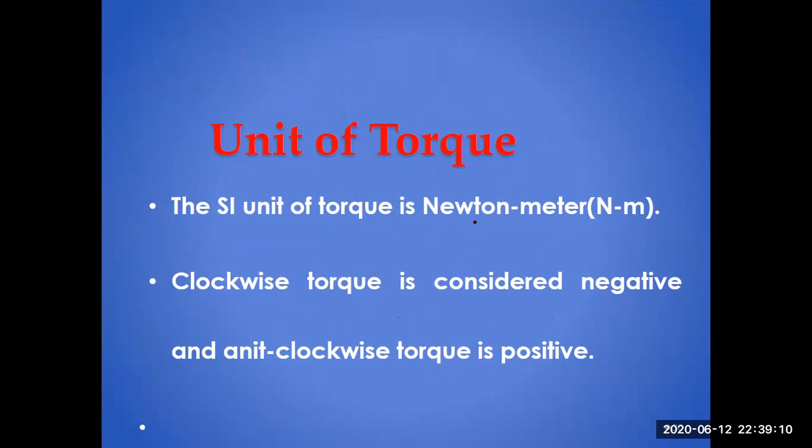The SI unit of torque is Newton meter, like the units of force and distance. Force unit is Newton and the other is meter, so it's distance. Clockwise torque is considered negative, and anti-clockwise torque is positive. So let's understand the reason why you take clockwise torque as negative.